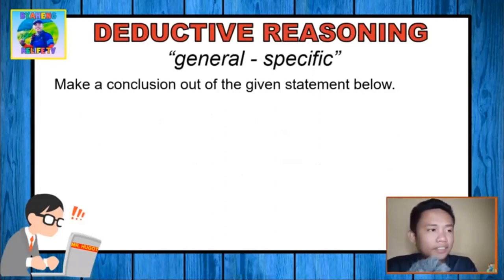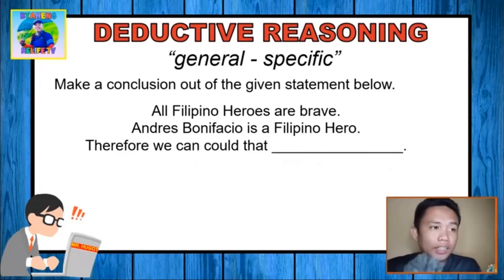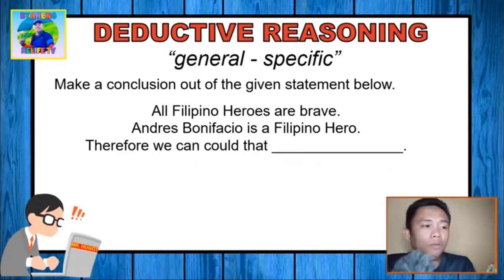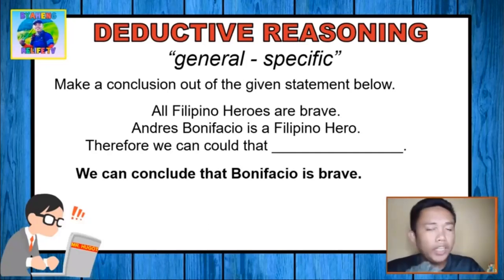Next example, guys. All Filipino heroes are brave. Andres Bonifacio, ang ama ng Katipunan, ay isang Filipino hero. Ibig sabihin, guys, therefore you conclude that... very good. We conclude that Bonifacio is brave. Si Rizal man yan, si Apolinario Mabini man yan, lahat po sila ay Pilipinong hero, then they are brave. Very good.